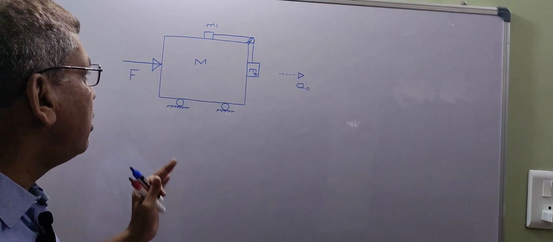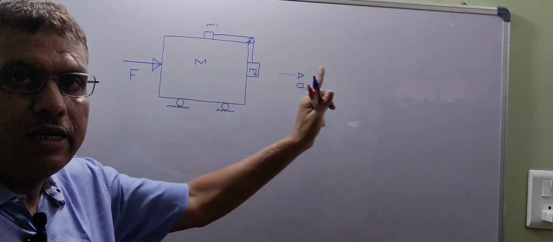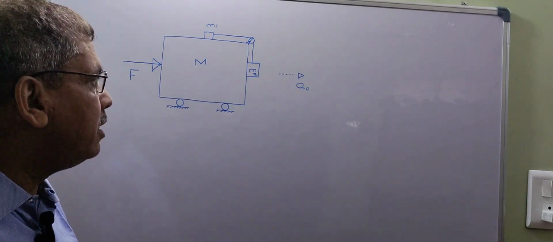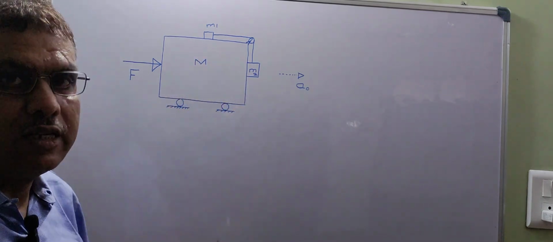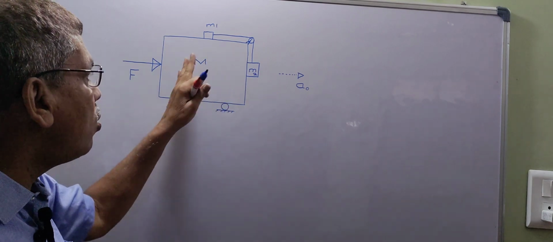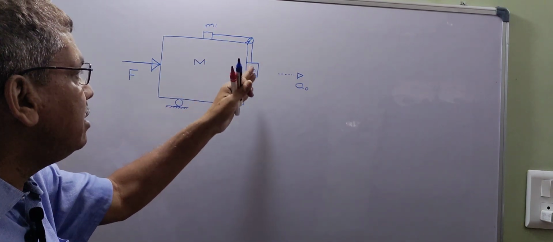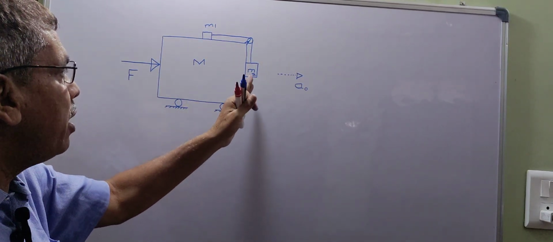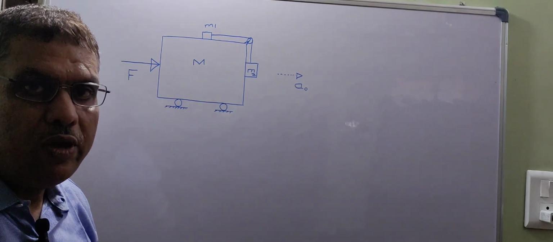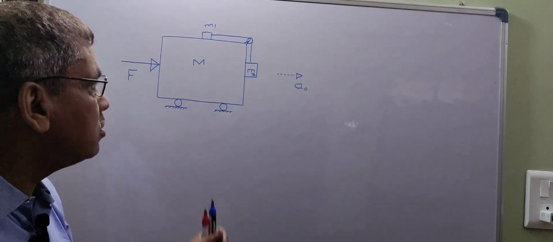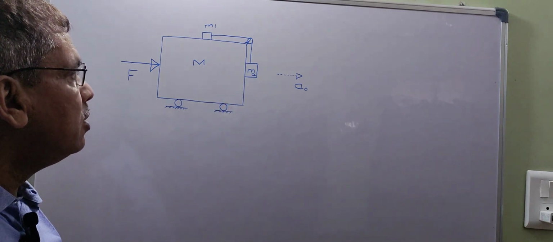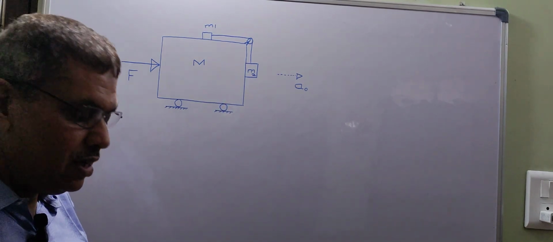Now here you will observe when this cart is accelerated in rightward direction, then this acts as a non-inertial frame. And since in non-inertial frame we are analyzing the acceleration of block M1 and M2, we have to apply a pseudo force on these two objects to find out the acceleration, right?